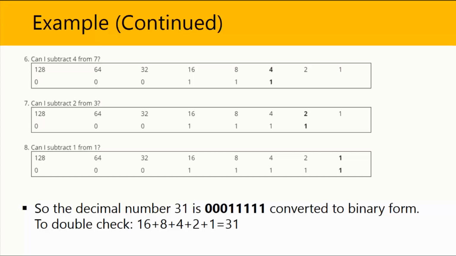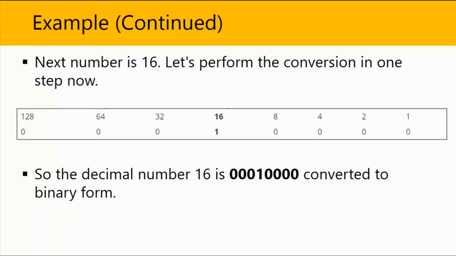So the decimal number 31 is 000111111 converted to its binary form. And to double check, 16 plus 8 plus 4 plus 2 plus 1 is equal to 31. So our third octet number is 16.